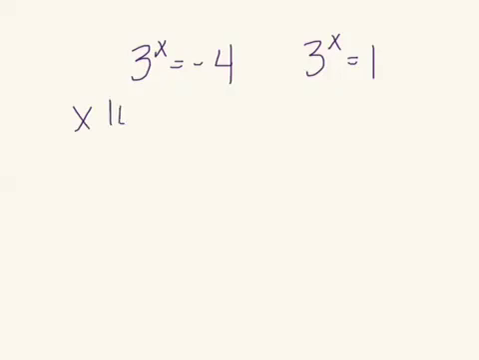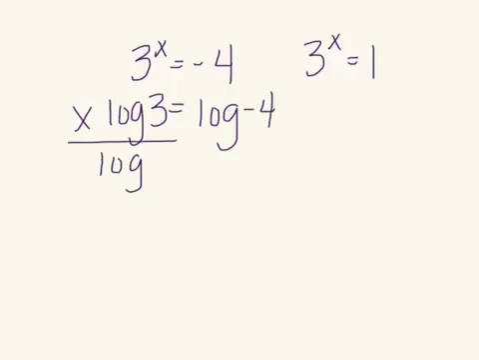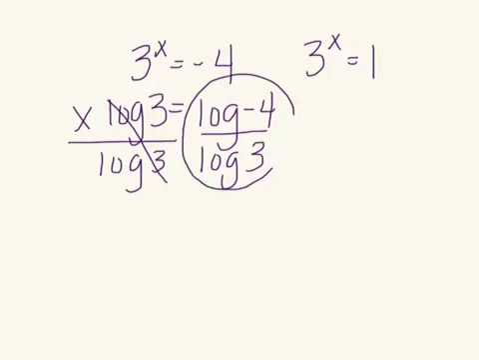If you took the log of both sides, that lets you pull down that x. When you divide both sides by log of 3, and then if you put this in your calculator, log of negative 4 over log of 3, you get an error. I think it says non-real answer. That's because we can't take the log of a negative number. So over here, 3 to the x equals negative 4 does not give you a solution.